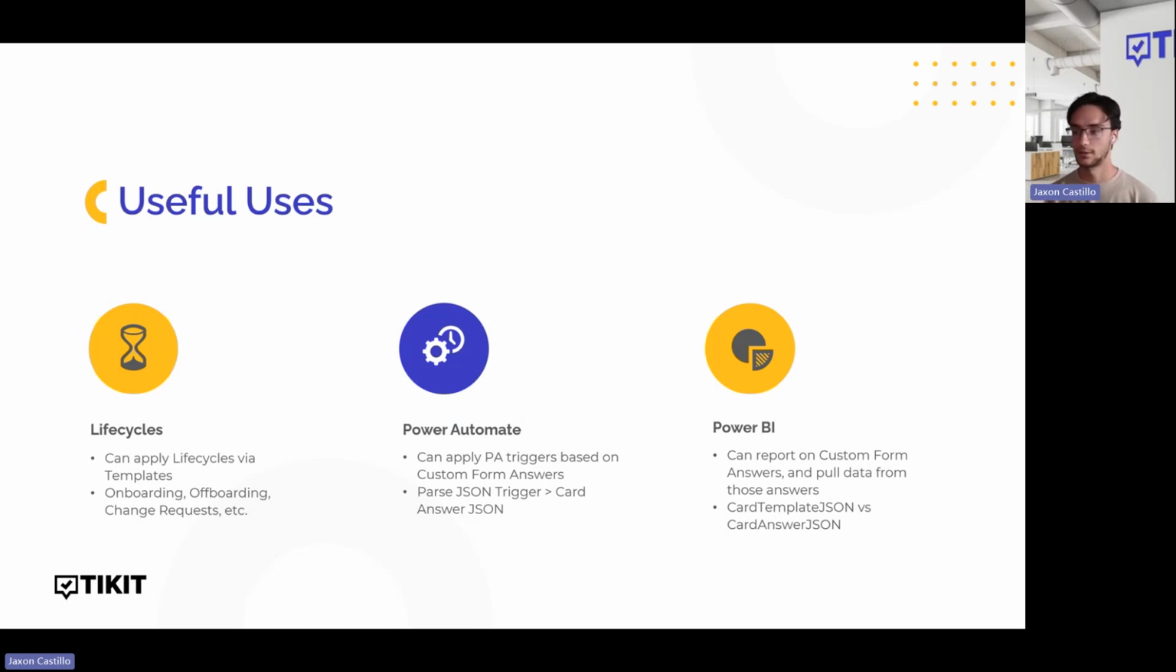And then card answer JSON is where you're going to have the key value pair of the custom form, which we'll see in the demo in a little bit. But that's just the distinction. They're very similar queries. You can see just one word's different in each of them, but that's the little nuance between them.